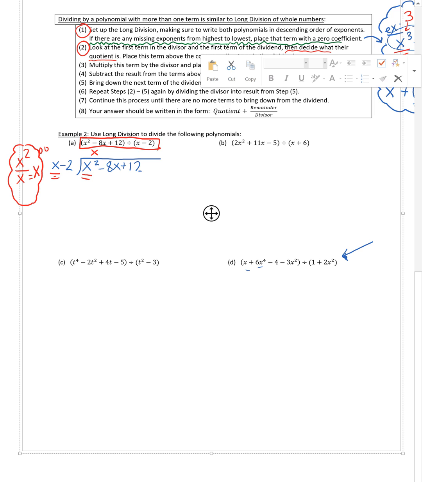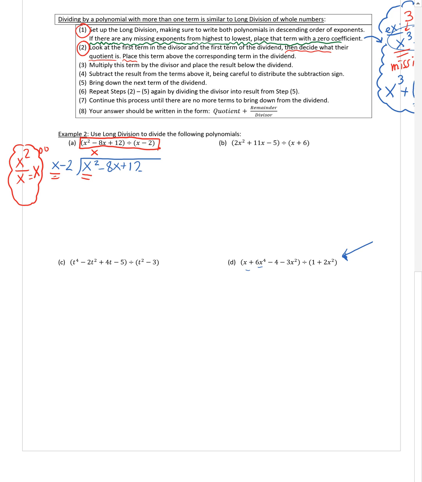Alright, and then as it says, we kind of jumped the gun there, but we've done long division before. You're going to place this term above the corresponding term in the dividend. So that's what we've done. I divided x into x squared, and I've got x. So I'm putting that above what I just divided it into. Alright, now we can move on to the next step.